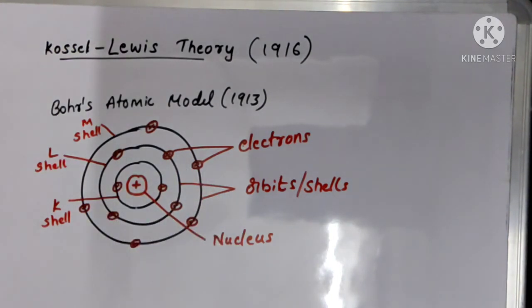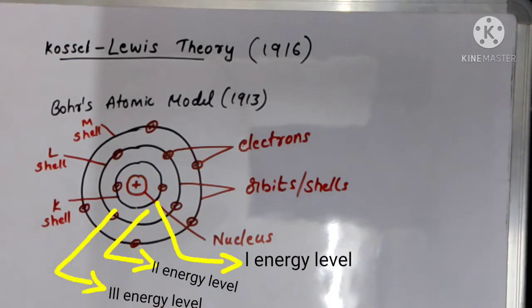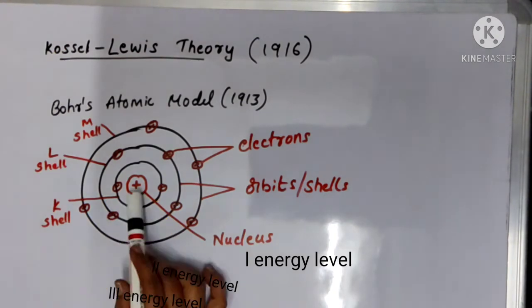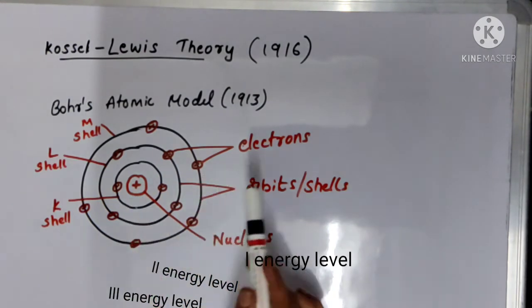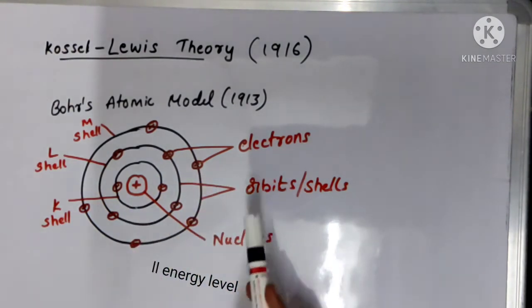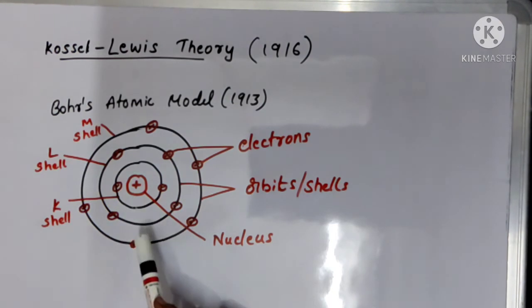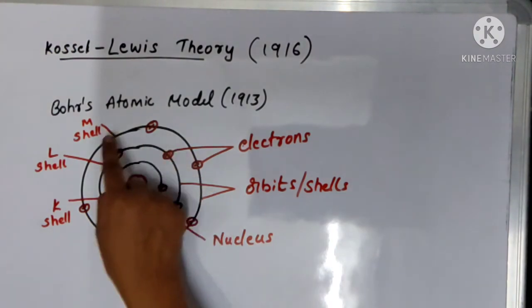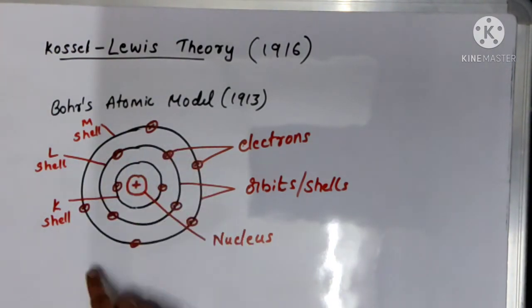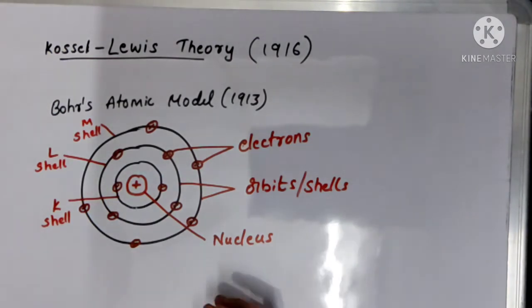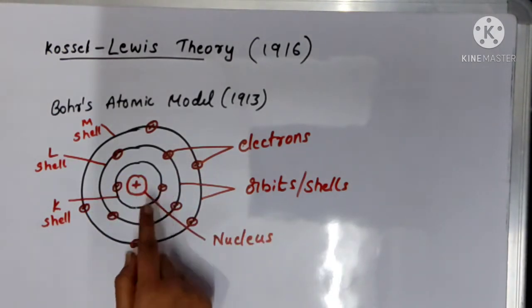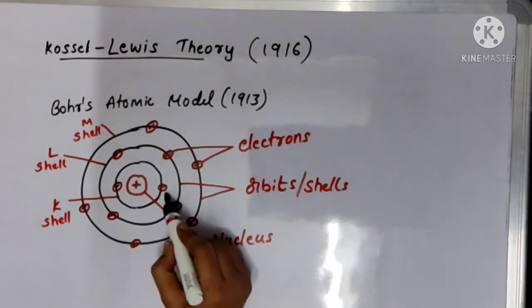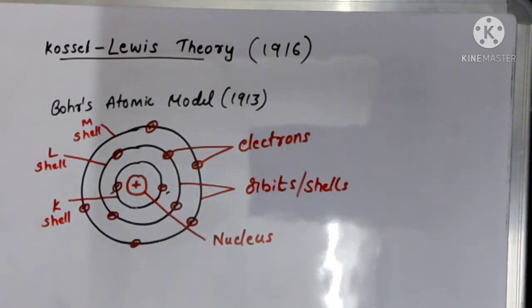Bohr also explained that each orbit has a fixed energy level. He says the electrons located away from the nucleus have more energy, and electrons which are close to the nucleus have less energy. That means the electrons in the outermost shells have more energy, and the electrons located close to the nucleus, like this electron and this electron, have less energy.